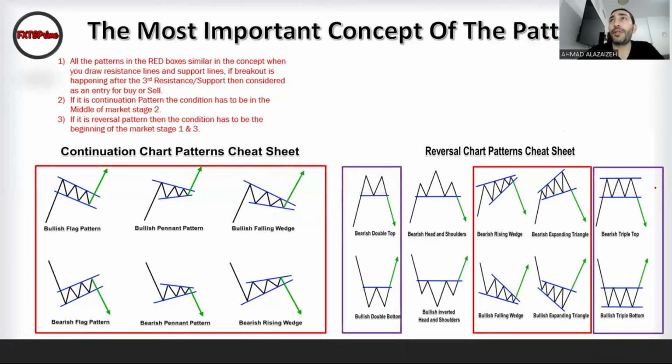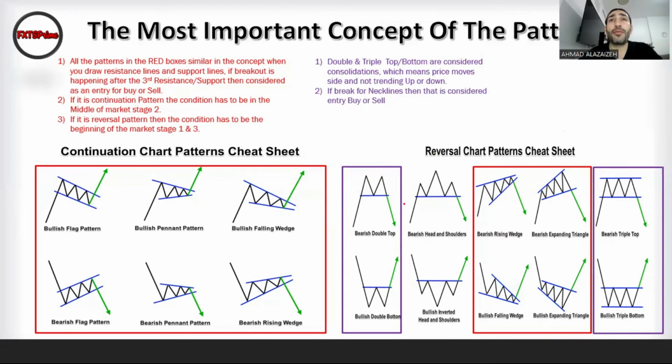So double bottom, double top, triple top. First thing, they are consolidation. They are not making triangulars. They are rectangulars. Okay, sideways movement, and there is a neckline. So if a break happens to the neckline, then consider an entry for buy or sell. And this is a sideways movement, and those will come on market stage 1 and market stage 3, so after overbought or oversold.